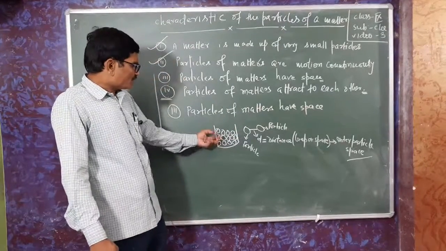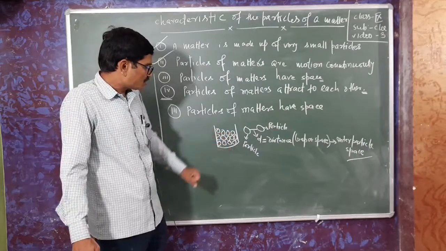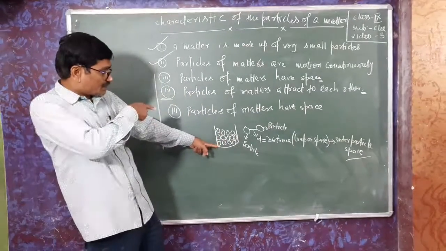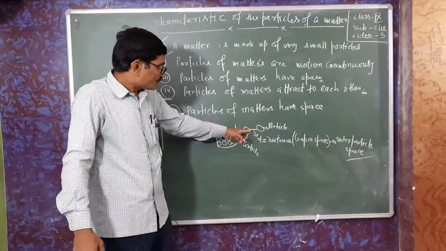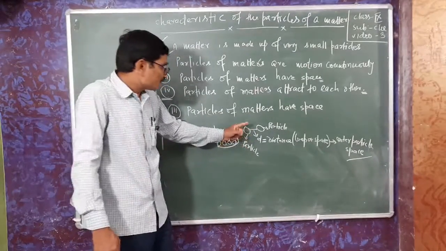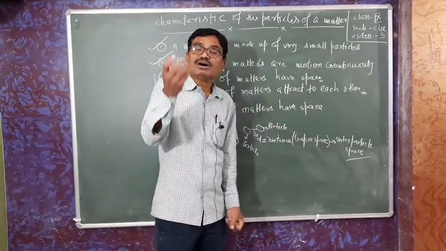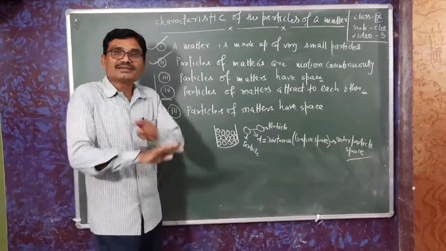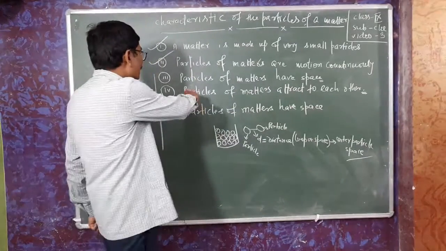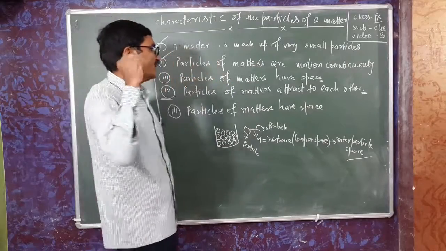Here, suppose it is a substance, and these are the small particles of this substance. Between the two small particles, the space is available, the gap is available, the distance between them, which is called interparticle space or interparticular space. It is clear.